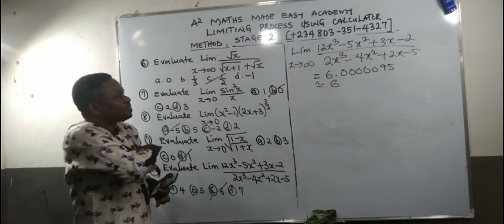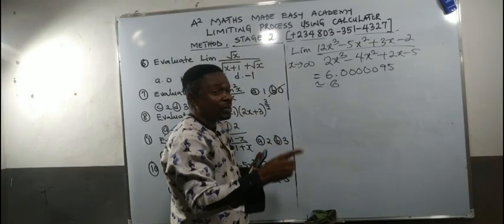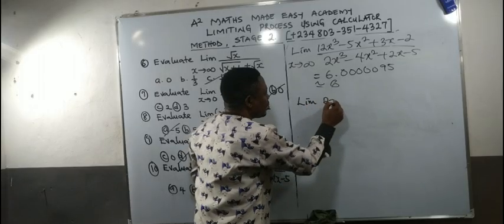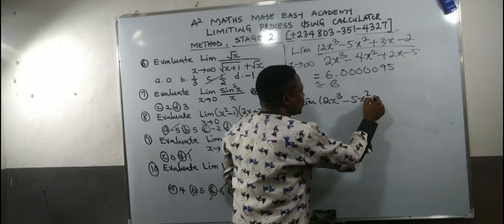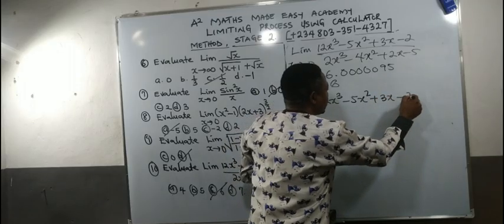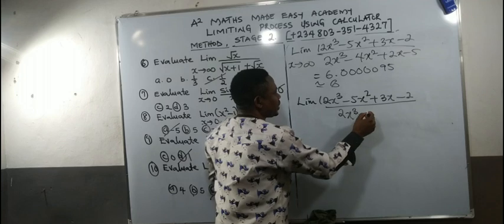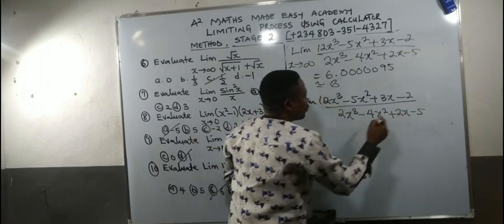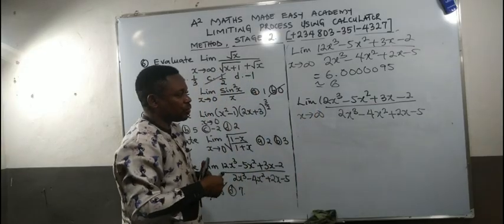Now, do you know that you can use a shortcut to solve this limit to infinity, which I've done before in my last video? Now, what do we do? This is limit, right? Of 12x to the power of 3 minus 5x squared plus 3x minus 2, then all over, what's the denominator? 12x to power 3 minus 4x to power 2 plus 2x, then minus 5, as x approaches infinity. Then I want you to watch.